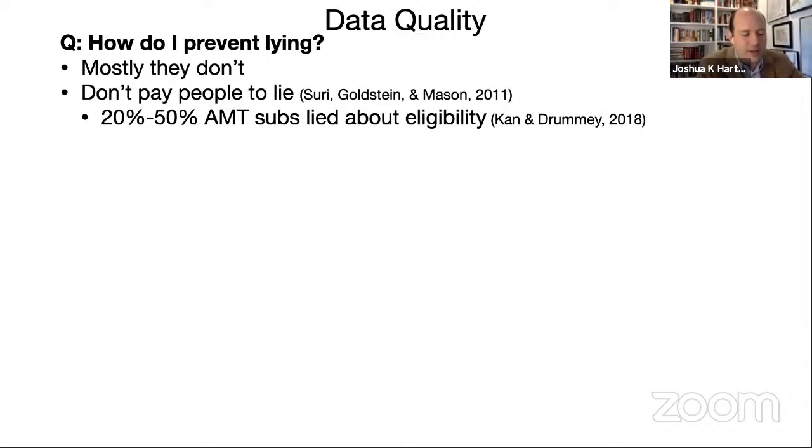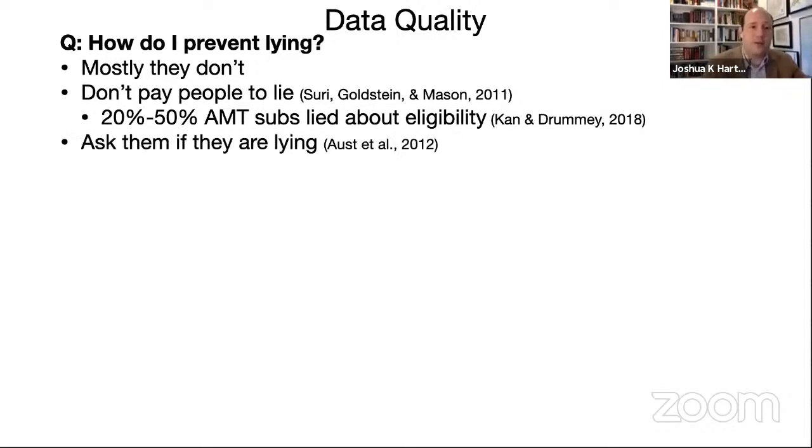And again, this is just not as much of an issue on volunteer studies because people just don't have an incentive to lie. The other thing you can do, and this turns out to work remarkably well, is just ask them at the end if they're lying. By the way, did you tell the truth about everything? And a decent portion of people who are lying will actually tell you they were lying, which is helpful.